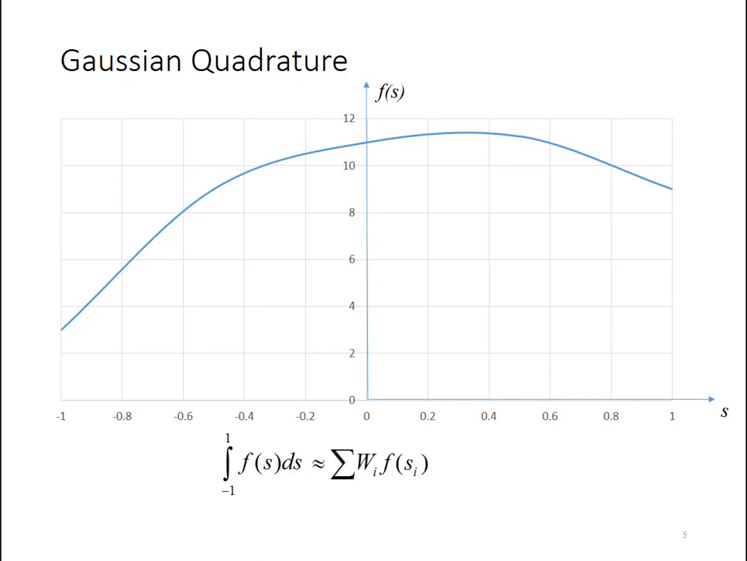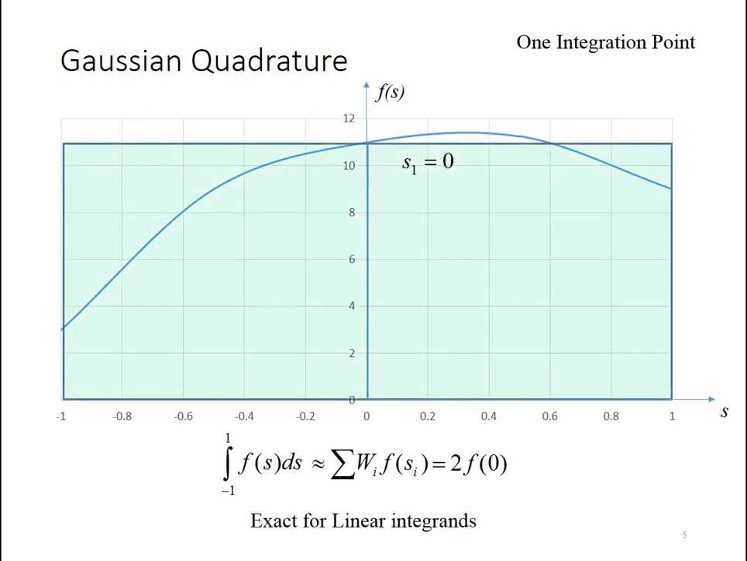What we do with Gaussian quadrature is that we approximate this as the sum of a series of rectangles where W represents the width of the rectangle and f of S_i is the height of the rectangle at a specific location, S_i. So if we want to do a single integration point, then what we're going to do is evaluate the function smack dab in the middle and multiply by the width of the rectangle, which is just going to be 2. So the height, or S1, is evaluated at 0, so f of 0, and then the width of the rectangle is 2.